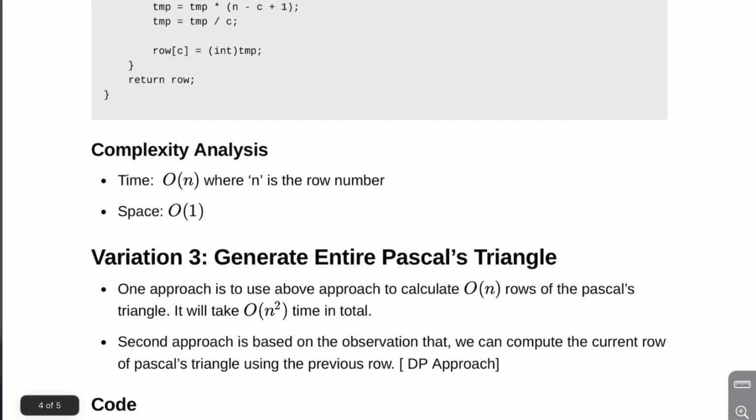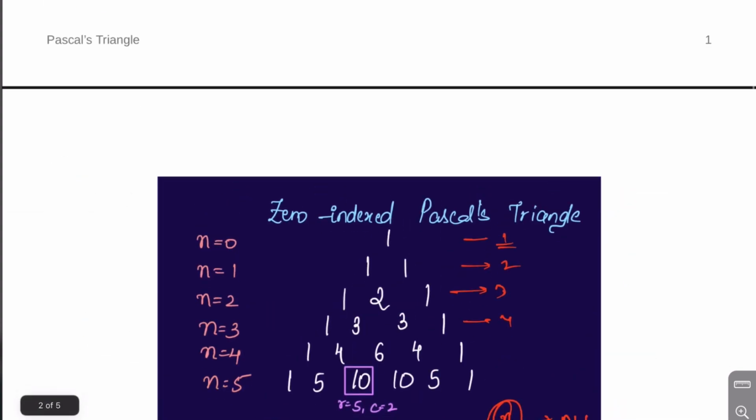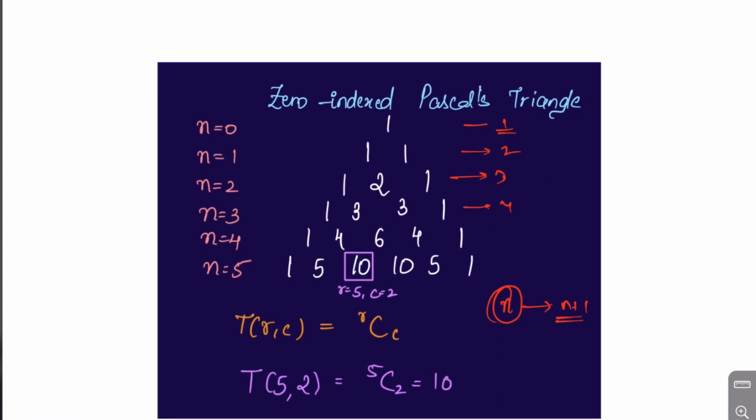Now there's one more approach to this. It is based on the observation that we can compute the current row using the previous row. It's simple. Most of the guys come up with this solution when they first see this problem. See, if I want to calculate this row, I know anyway the first and last entries are fixed. I'm not going to do anything with them.